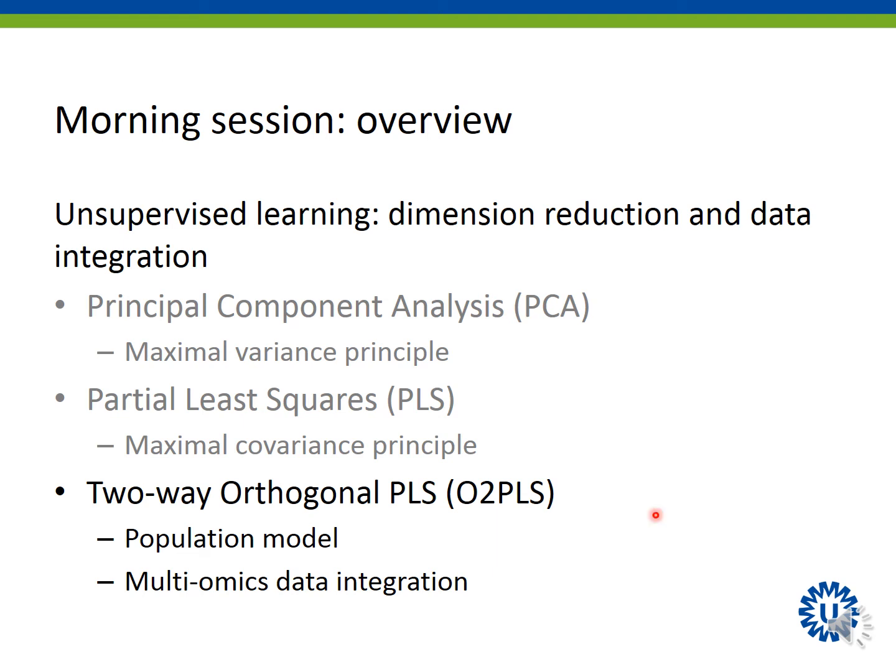Welcome to the third part of the morning session about unsupervised learning, dimension reduction and data integration. We've talked about PCA, principal component analysis, and we've seen PLS, partial least squares. In this part, we will talk about two-way orthogonal PLS, O2PLS. In particular, we first are going to look at population models for PCA and PLS. And then we're going to talk about multi-omics data integration techniques based on O2PLS.